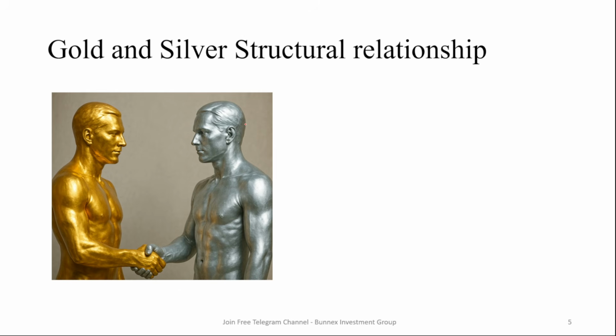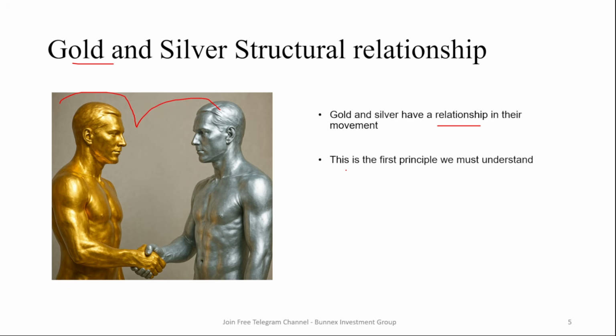Alright, so basically we are going to be utilizing the silver and gold structural relationship. These two assets have a relationship, and I actually commanded AI to produce this image so that we may have that relationship imprinted in our minds. So gold and silver have a relationship in their movement. This is the first principle. We must understand that these two move similarly.